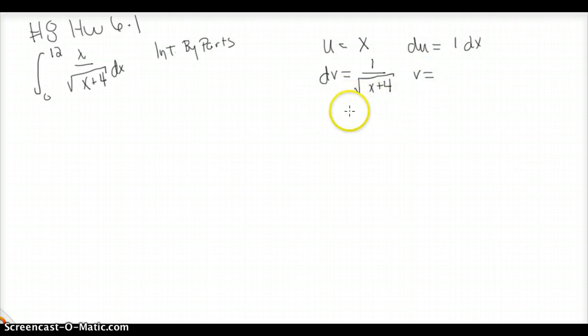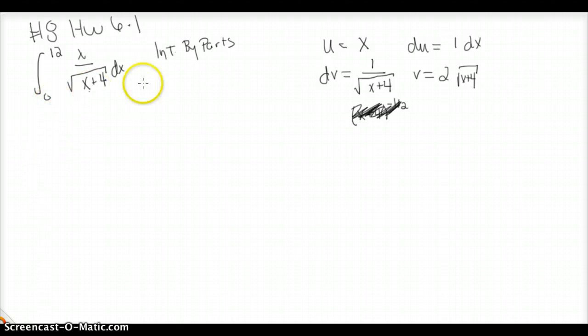And to get v, we can rewrite dv as x plus 4 raised to the negative 1/2. If we anti-differentiate this, we have to add 2 halves to the power to get back to 1 and reverse the power rule. When you do that, you end up getting 2 square roots of x plus 4. We can go over that in a separate video if need be.